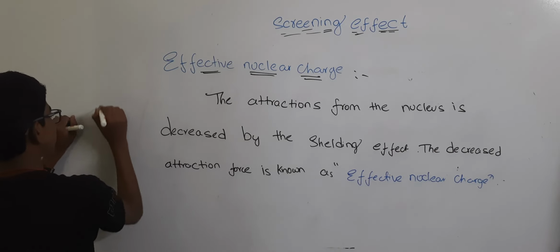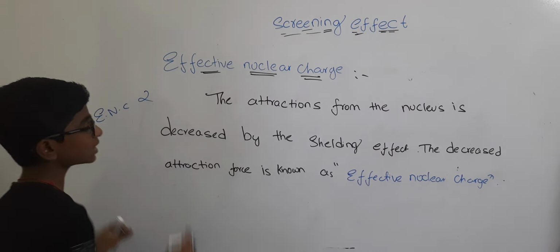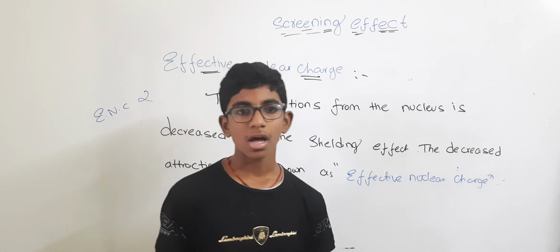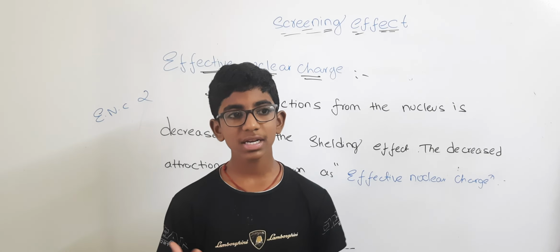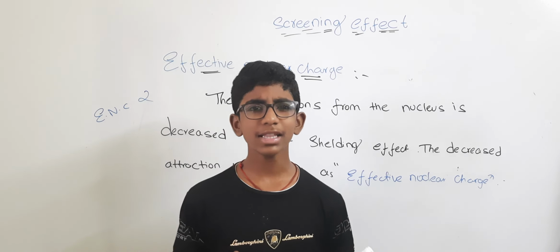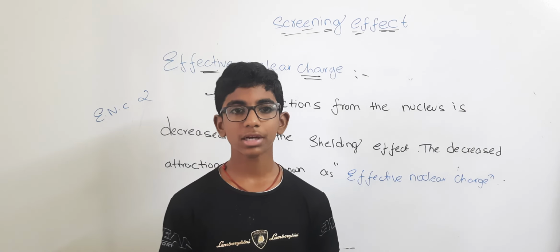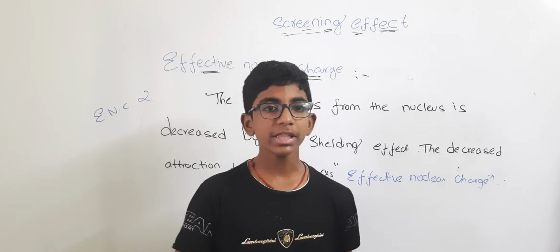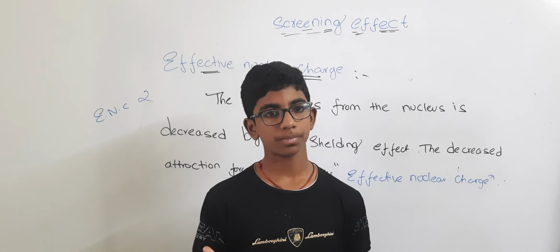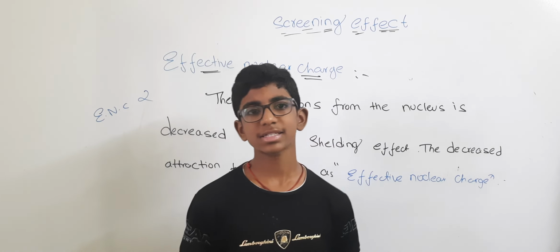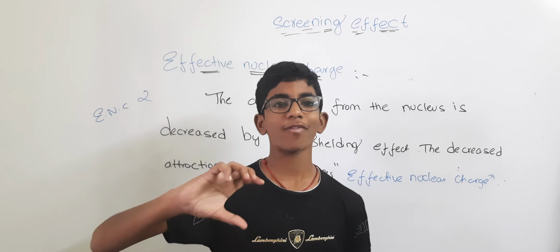When the effective nuclear charge increases, atomic size decreases, because effective nuclear charge means the attraction forces from the nucleus. When the attraction forces from the nucleus increase, the atomic size of an atom decreases, because with more attraction, the electrons come near to the nucleus. When the effective nuclear charge decreases or is very low, the atomic size is more, because attraction is less, so the electrons won't come near to the nucleus and they go away from the nucleus.